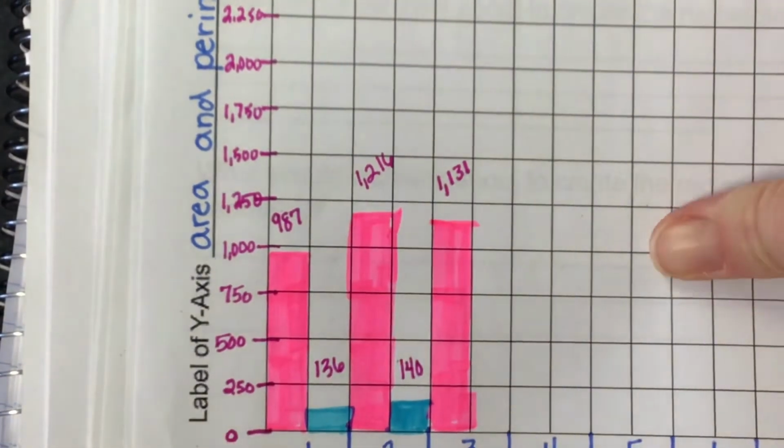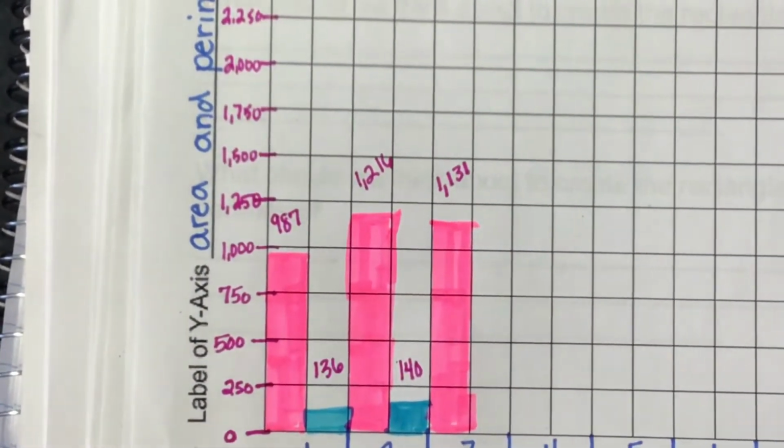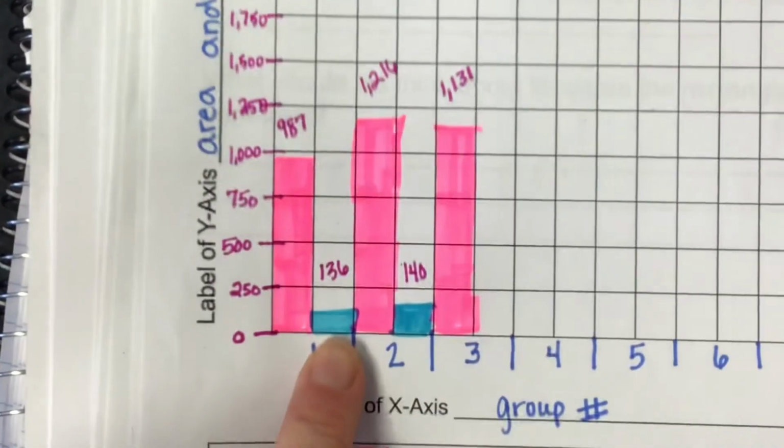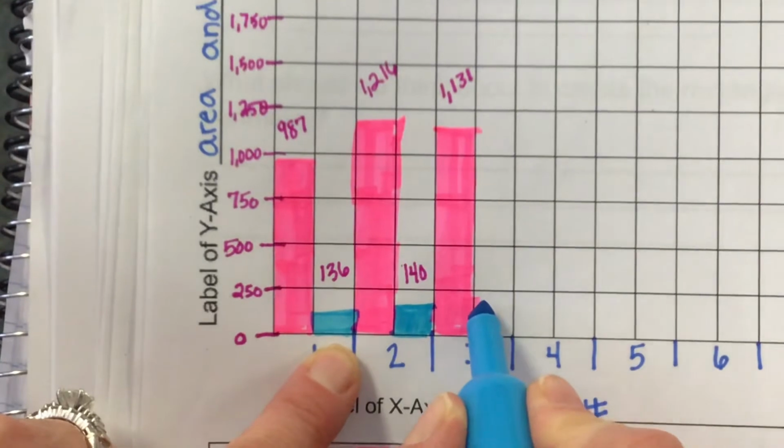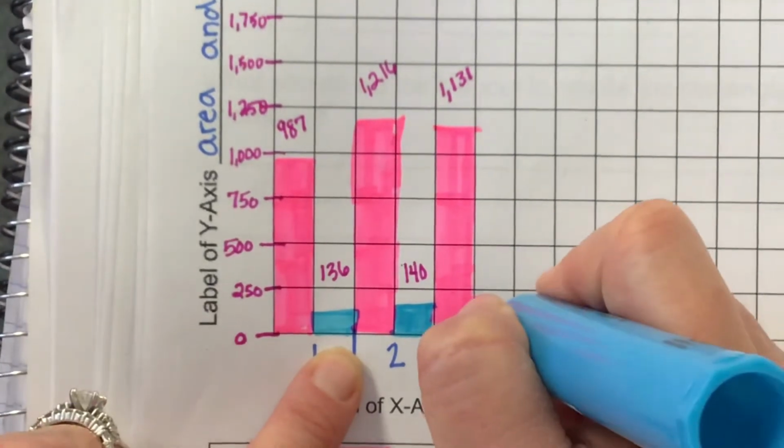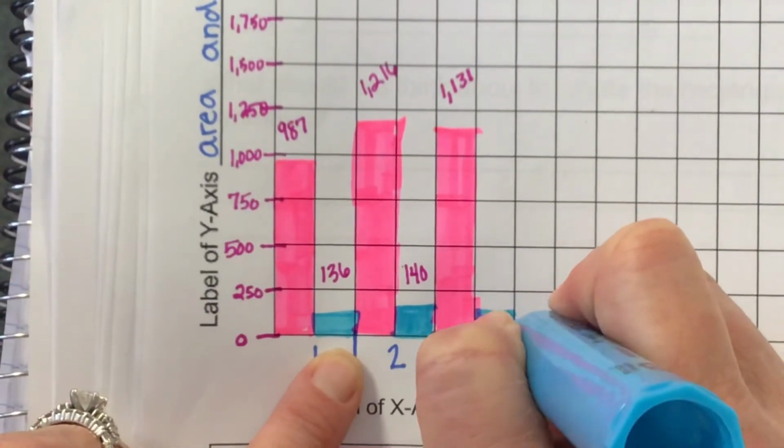Okay, look at our next perimeter. It's 136, which is the same as this one. So we need to come back down to that level, and that should be 136.